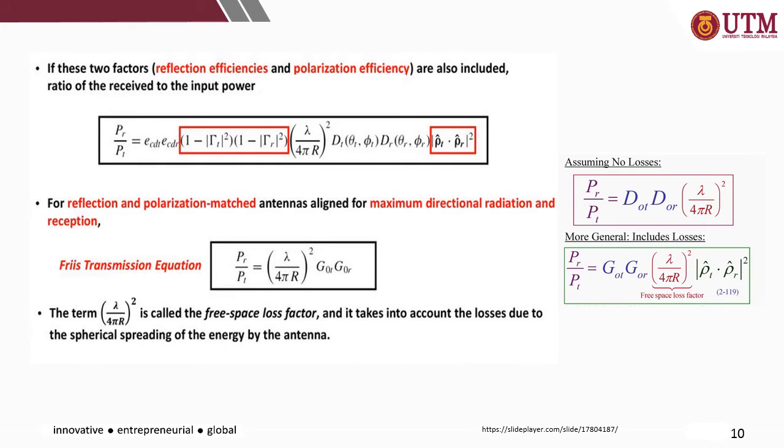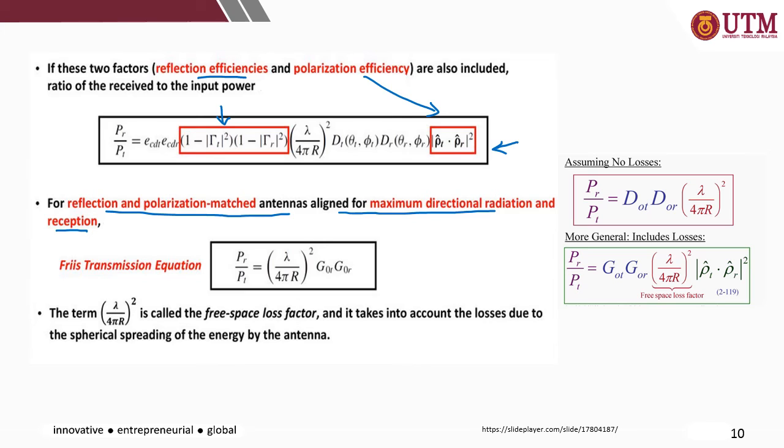If the reflection efficiency and the polarization efficiency are considered, we need to include both of them in the equation, so the detailed equation is as shown. For reflection and polarization matched antennas aligned for maximum radiation and reception direction, the Friis transmission equation is reduced to this.